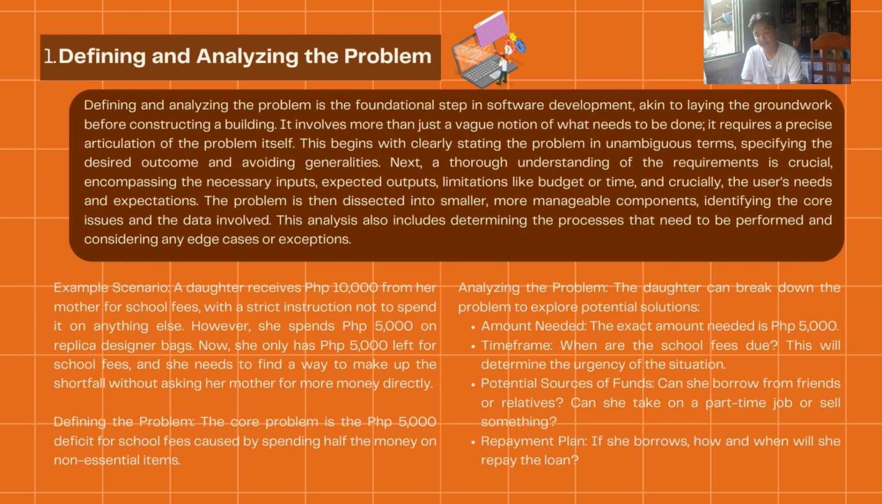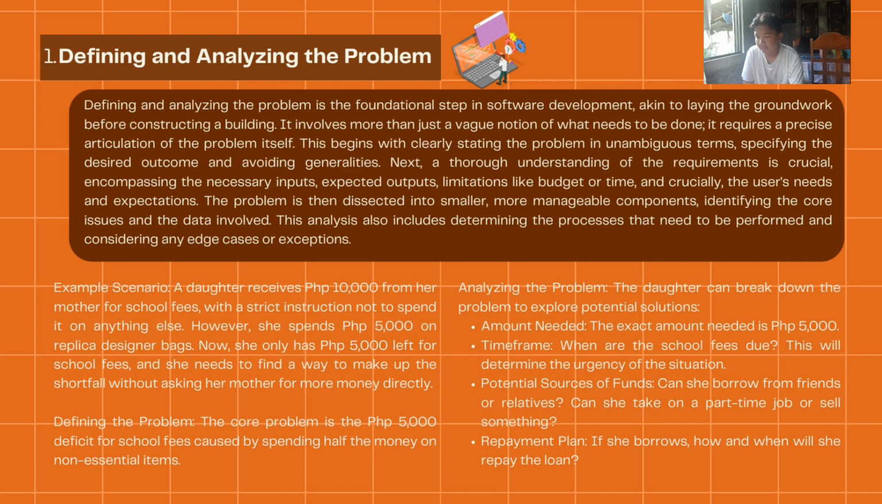Analyzing the problem, the daughter can break down the problem to explore potential solutions. Amount needed: the exact money needed is 5,000. Time frame: when are the school fees due? This will determine the urgency of the situation. Potential sources of funds: can she borrow from friends or relatives? Can she take on a part-time job or sell something? Repayment plan: if she borrows, how and when will she repay the loan?